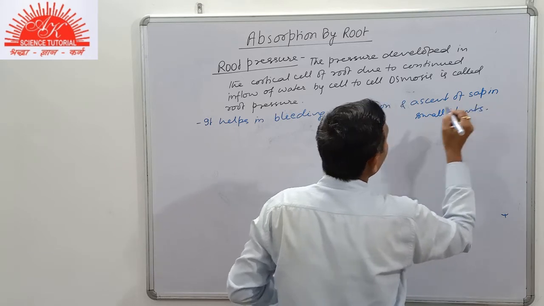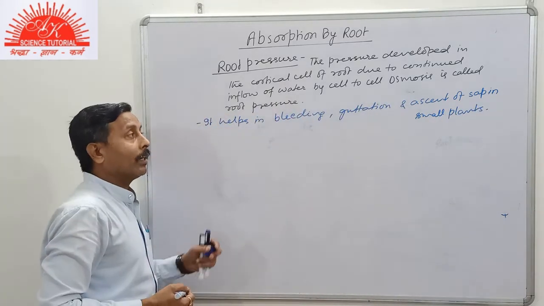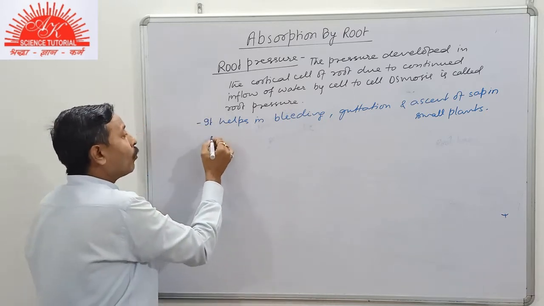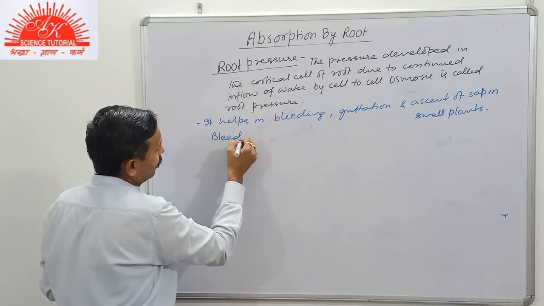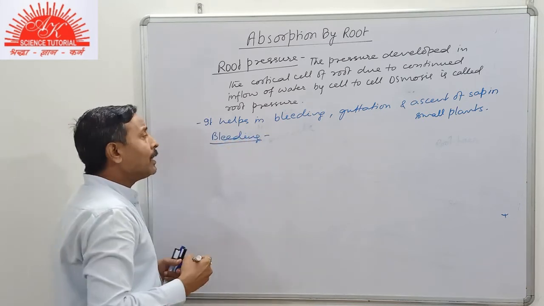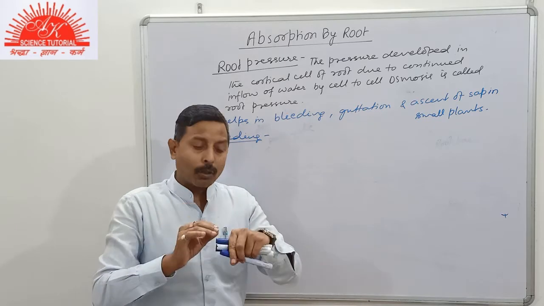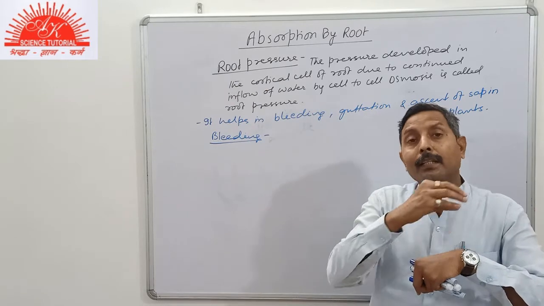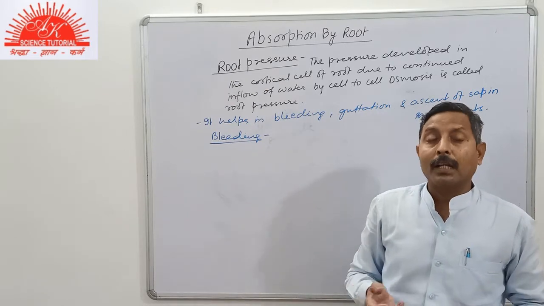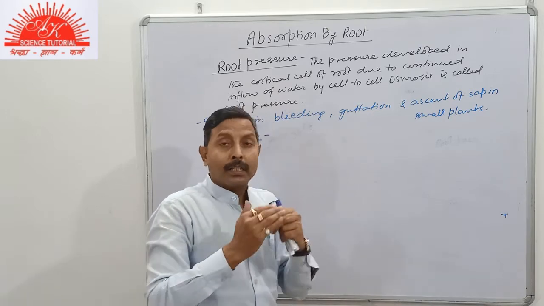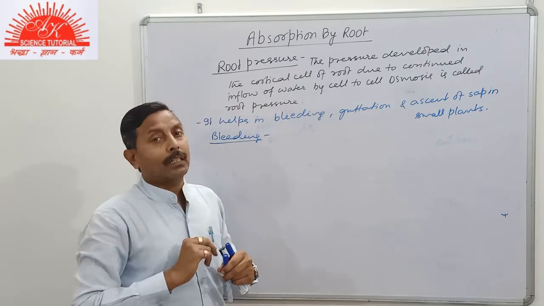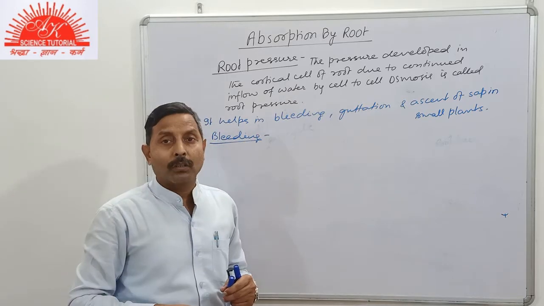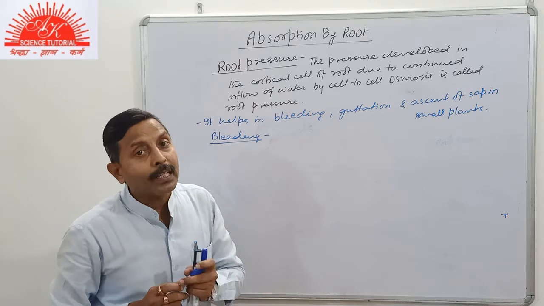Root pressure will be sufficient to create the force that will push water in an upward direction. Now, what is bleeding? As the name suggests, suppose in our body at any place some injury takes place or it is cut, then the blood starts to flow out. That is called bleeding. In a similar way, when a part of the plant is cut, from that part the cell sap starts to ooze out. That phenomenon is also known as bleeding.